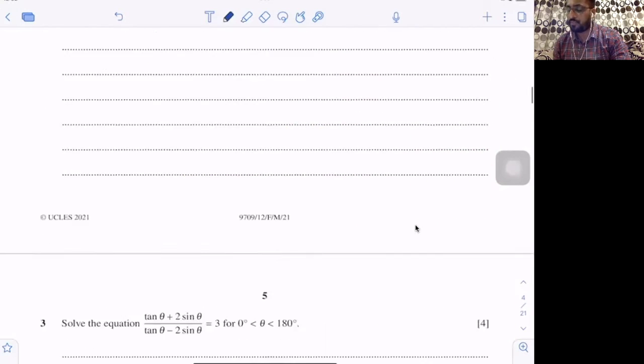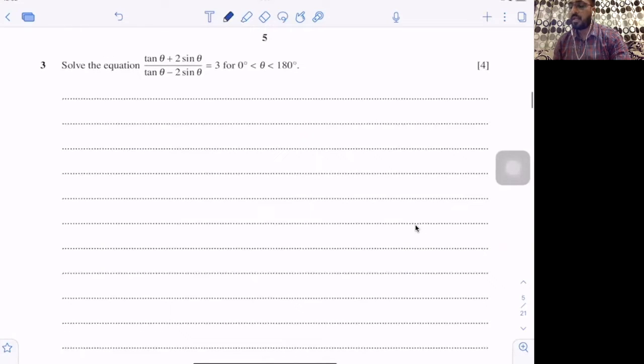Let's proceed further. Let's go to question number 3. So now this question number 3 is from trigonometry, right? So you need to clearly understand what the question is. Again, it's asked to find or solve the equation, right? Now, when you say solve the equation, so basically is asking you the value of the variable.